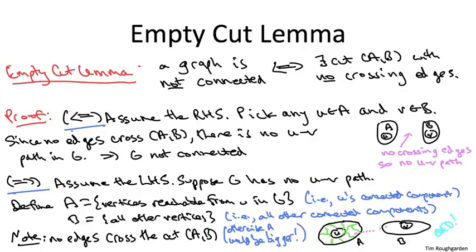So that wraps up the first of our 3 facts, and in fact the most difficult of our 3 facts about cuts in graphs. And again, what does the empty cut lemma say? It gives us a new way of talking about whether or not a graph is connected. So it's disconnected if and only if there's an empty cut. It's connected if and only if there are no empty cuts. So that's the key point from this slide. Let's now knock off the other 2 facts we're going to need.